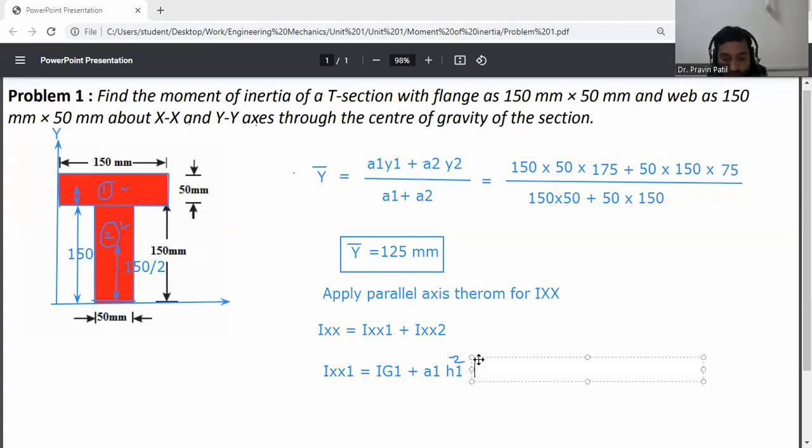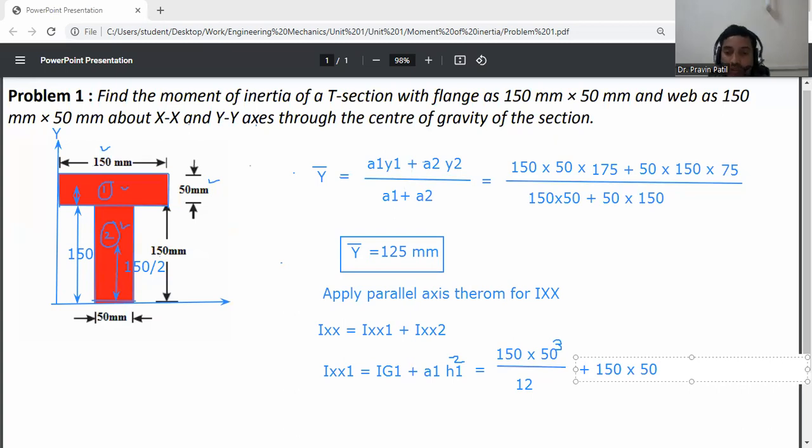So for the first part, B is 150 and D is 50 mm. So BD cube by 12. B is 150 into D is 50 cube, divided by 12, plus A1, which is 150 into 50.